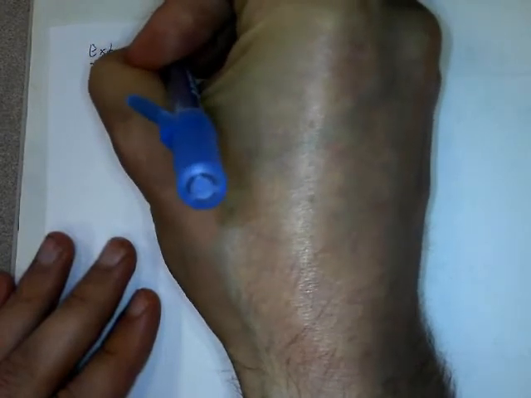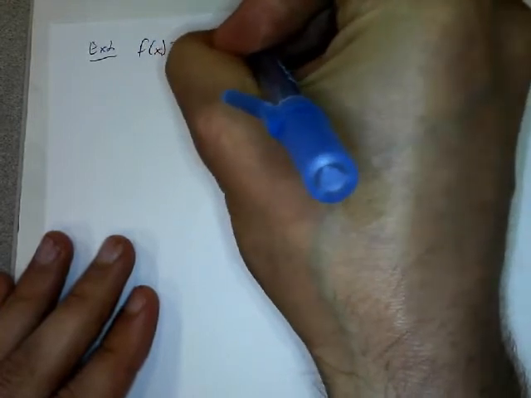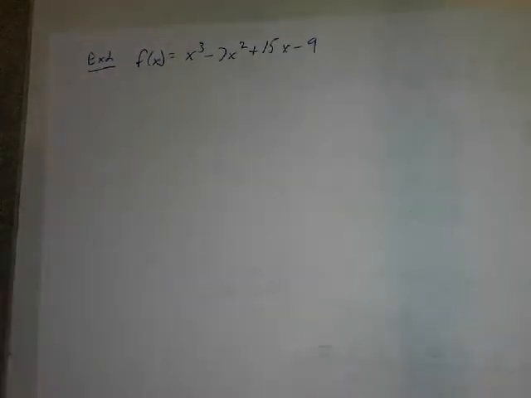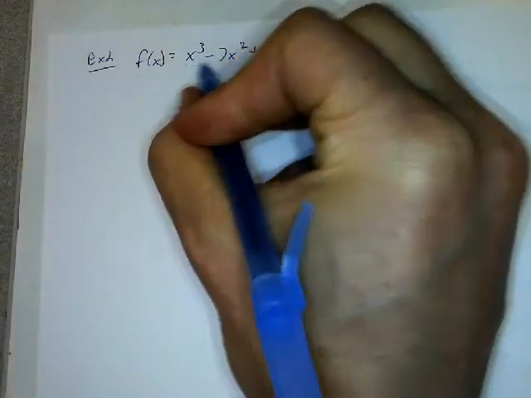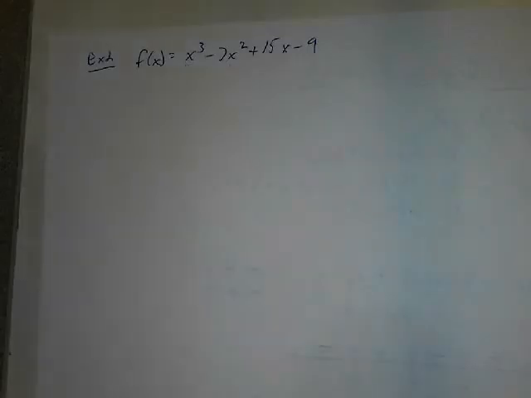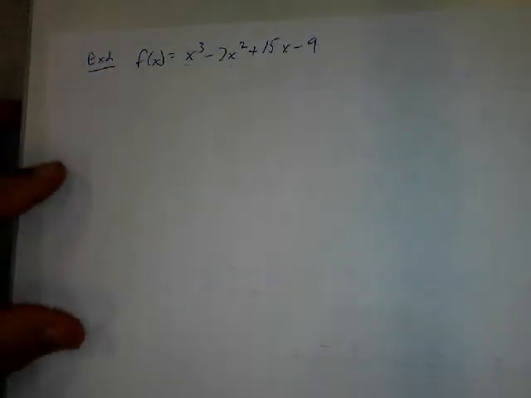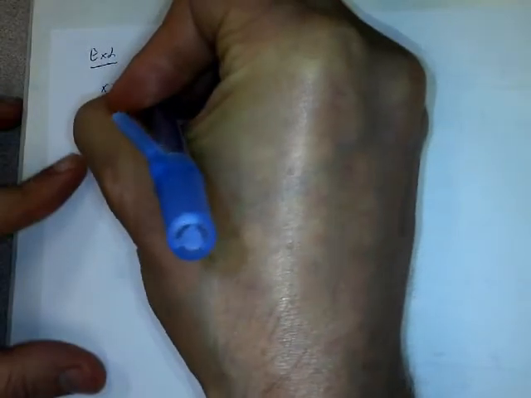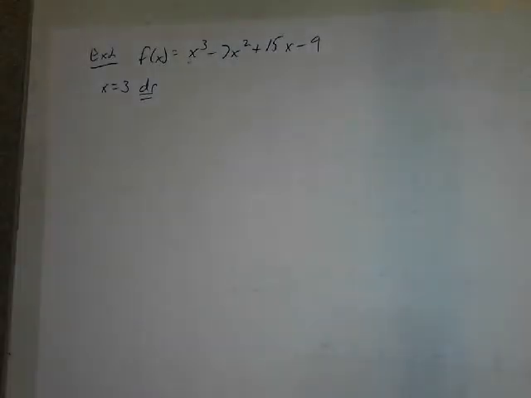Let f of x equal x cubed minus 7x squared plus 15x minus 9. Notice, obviously, I didn't make this one easy on you. You don't have the factors. The next part would be how could we factor it. You could try grouping, but it does not work. So we're going to have to use synthetic division. So I'm going to have to tell you more information. I'm going to say that you have one root, that is x equals 3, and then it's a double root. Let's see what that means in a second.